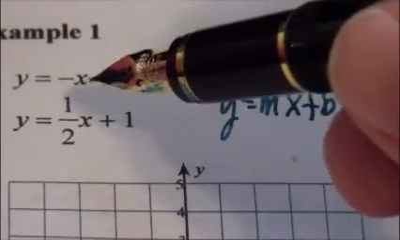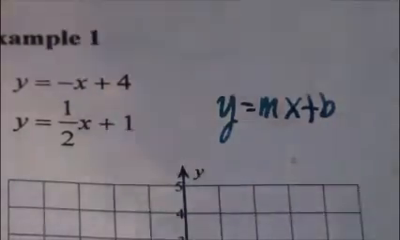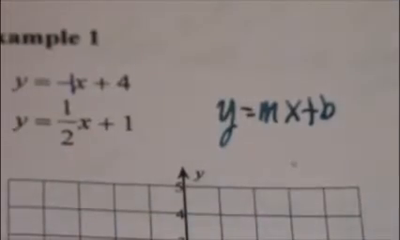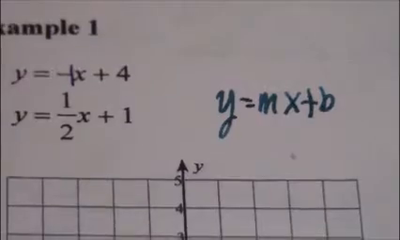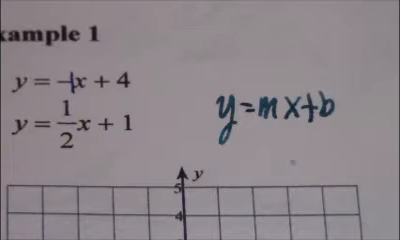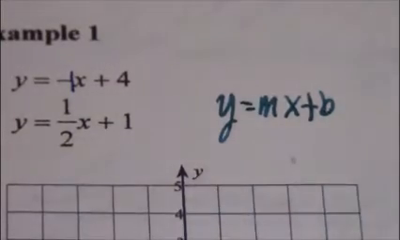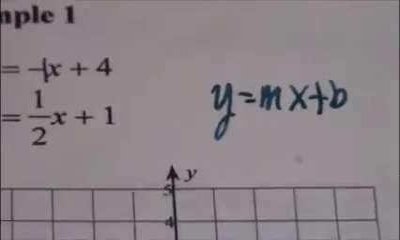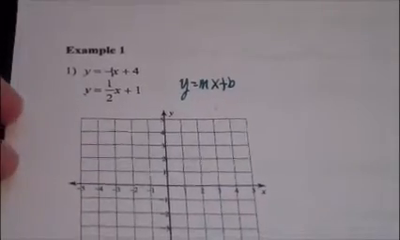So over here, our slope is actually kind of hidden. In fact, let me get a Sharpie pen for this. Our slope is -1. Our y-intercept, our b, is 4. Second equation, our slope is 1/2. Our b is 1. So let's write that up, shall we? Zoom out a little bit. Move it up a little bit. Bring it on over.